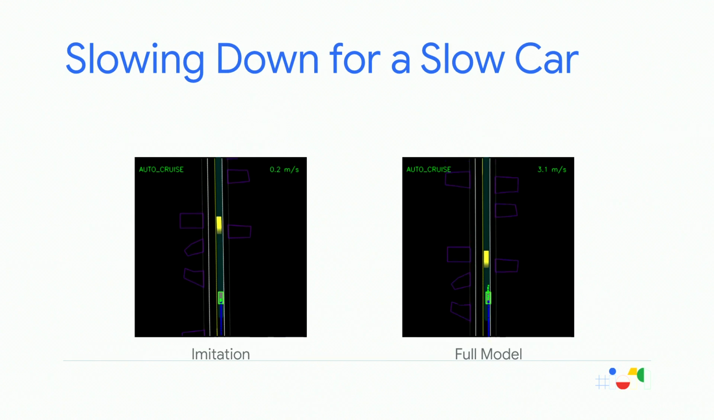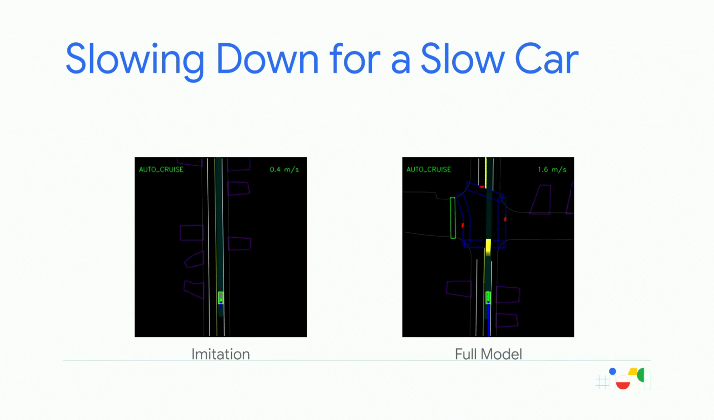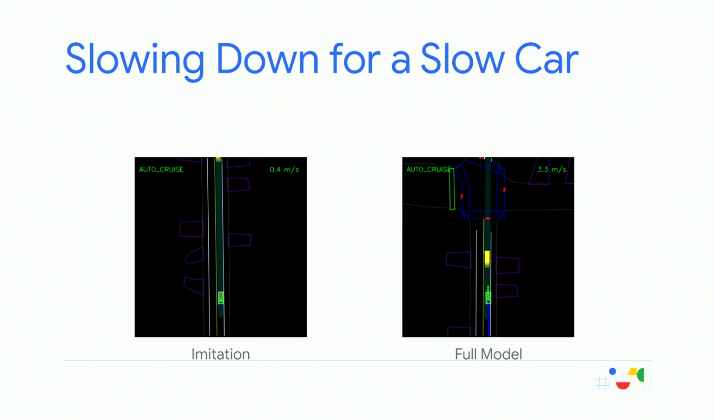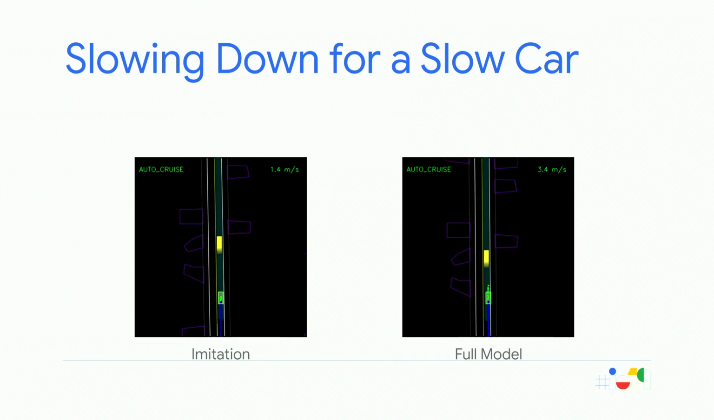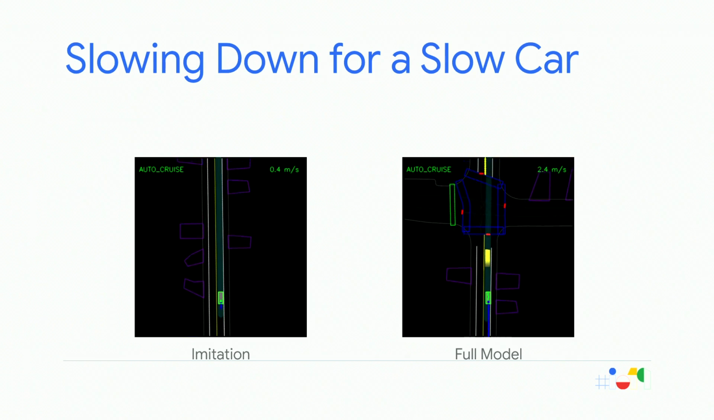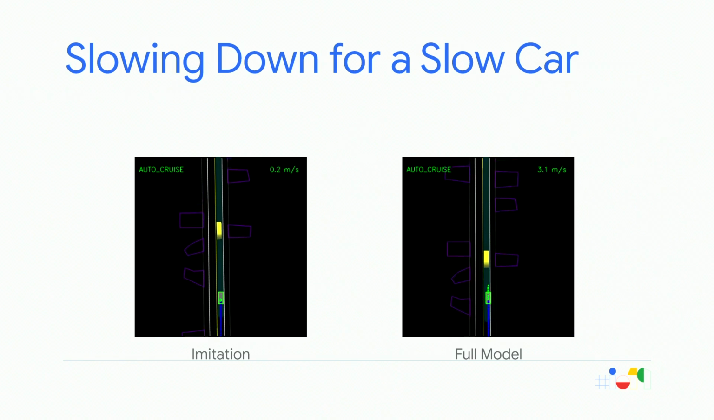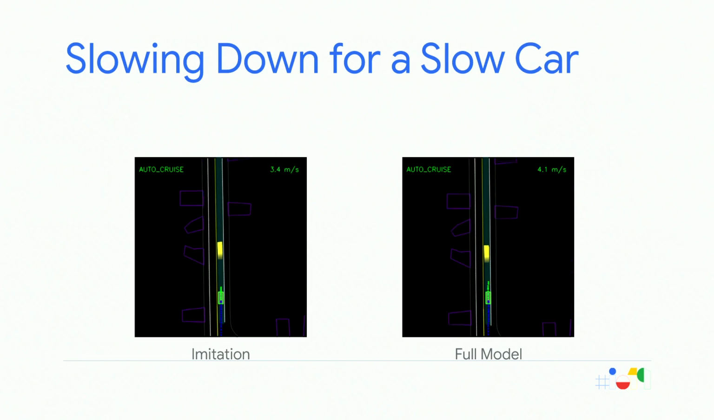The final scenario is that of a slow-moving vehicle. So we put our agent at the speed limit of the road approaching a car moving at a much slower speed, and we want to see how it generalizes. The imitation model slows down for the slow-moving car, but ultimately it keeps slowing down until it gets stuck. The full model, on the other hand, is able to adjust its speed and then continues making progress in a typical cruise control fashion.